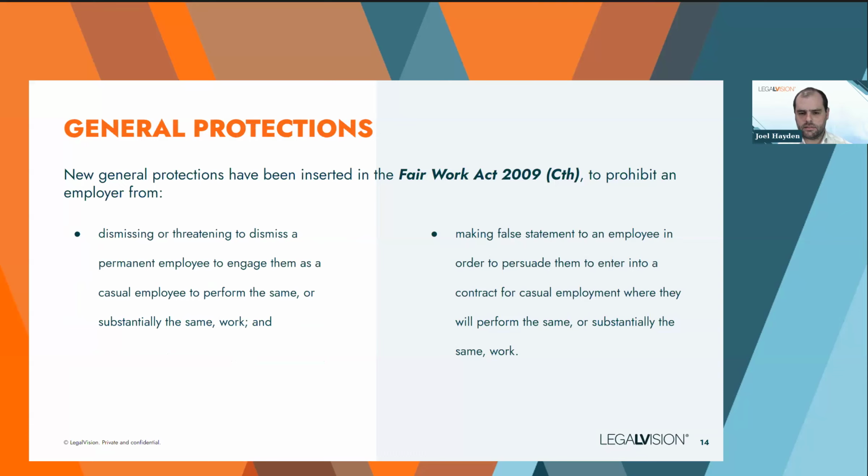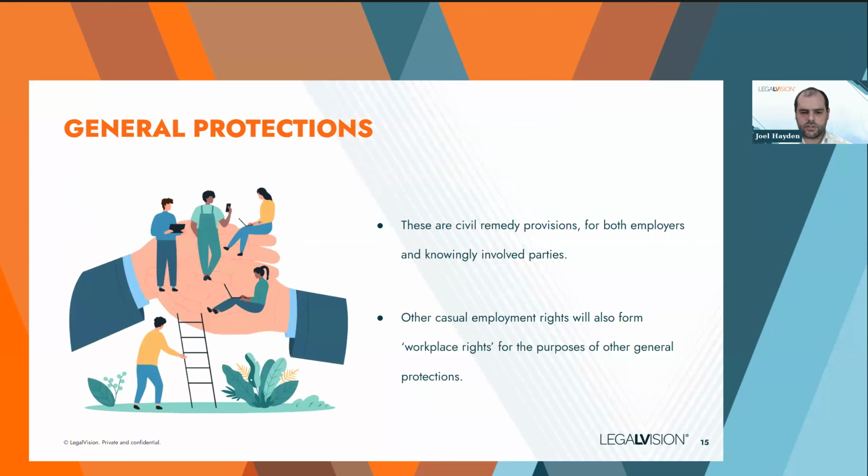Another change to the Fair Work Act is that the general protections provisions have been extended to protect permanent employees from the casualisation of their roles. And these new protections prohibit an employer from dismissing or threatening to dismiss a permanent employee to engage them as a casual employee to perform the same or substantially the same work, or to make false statements to an employee in order to persuade them to enter into a contract for casual employment where they will perform the same or substantially the same work.